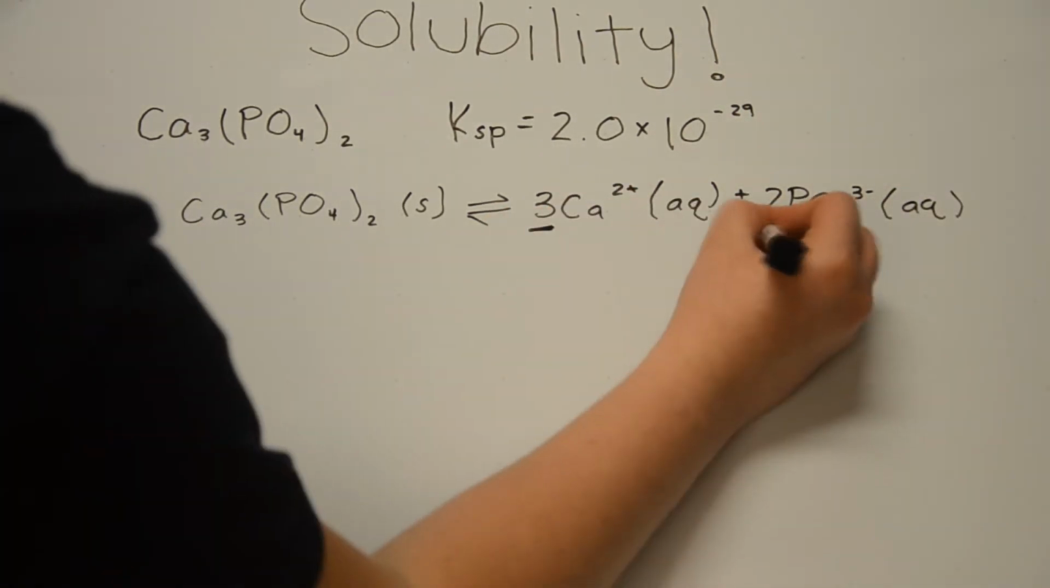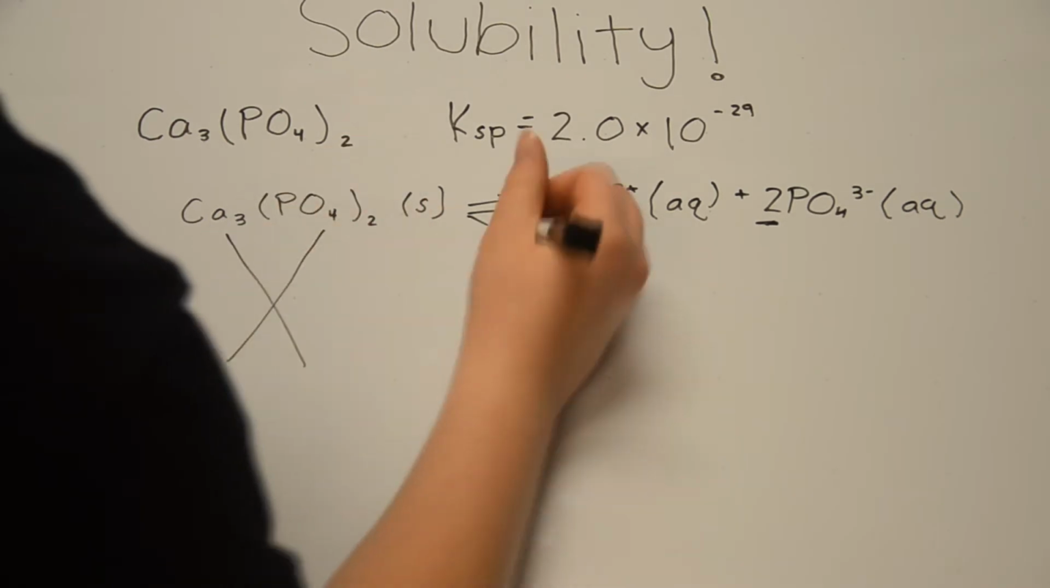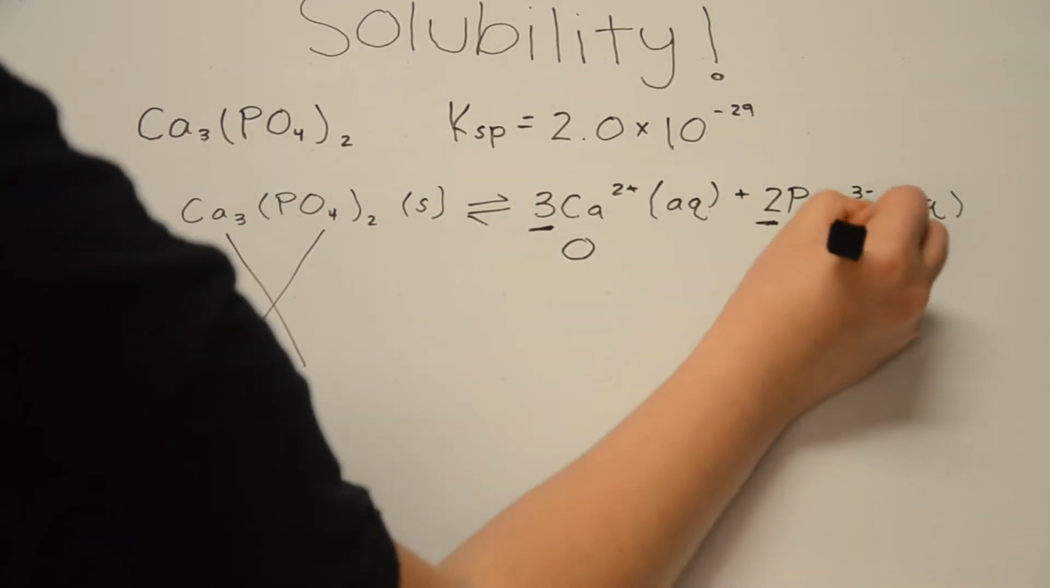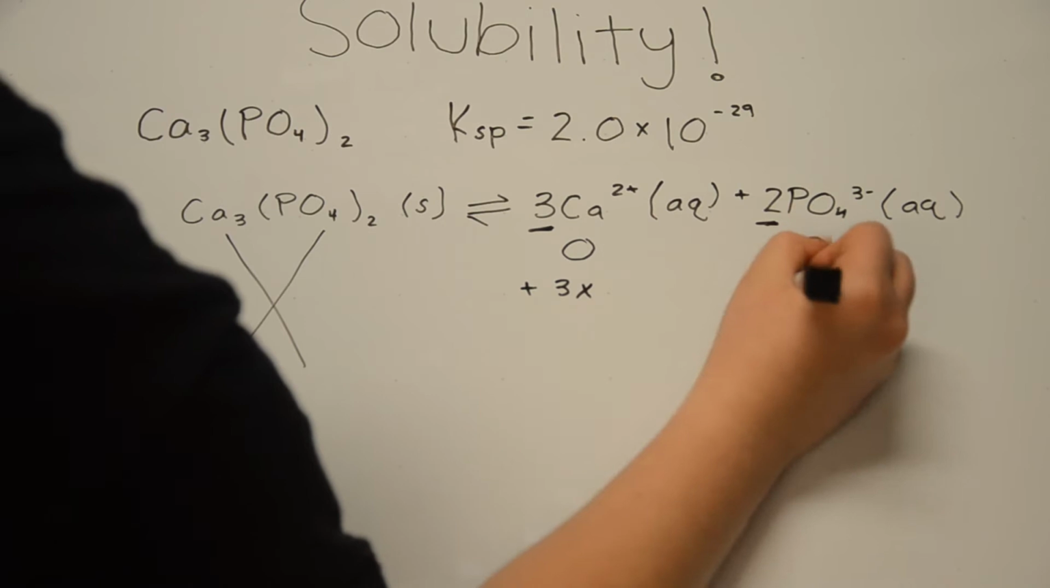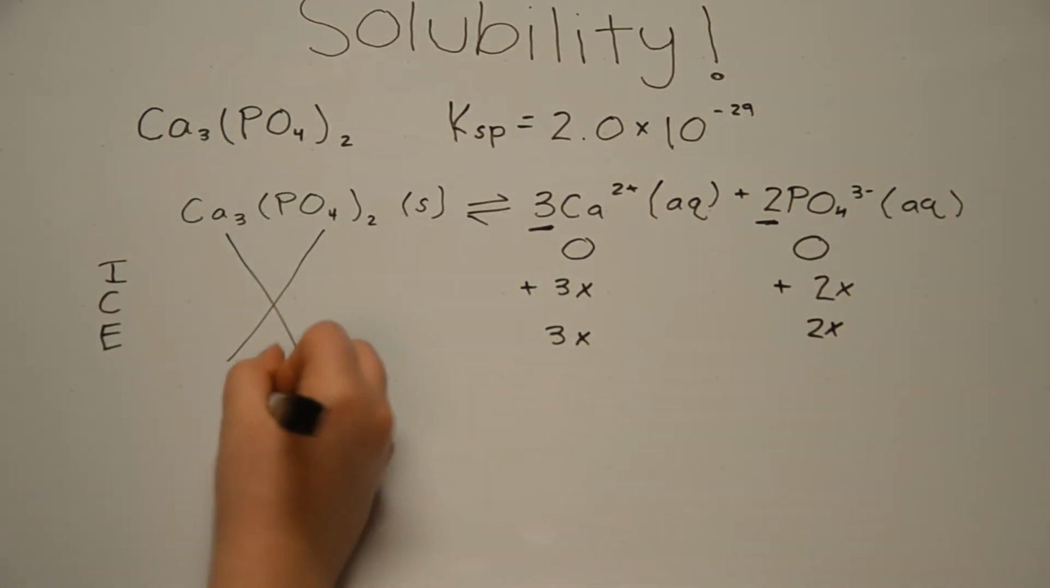Anyway, notice the 3 and 2. We can set up our ICE box as follows. Calcium phosphate does not contribute because it's solid. Initially there are 0 ions, but after a change there's a 3x and a 2x. Therefore equilibrium is 3x and 2x.